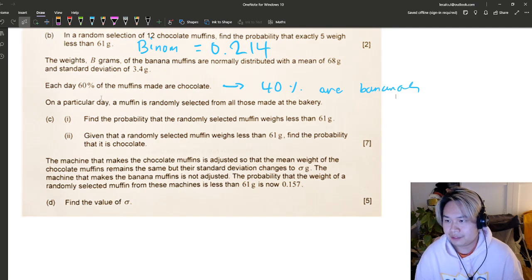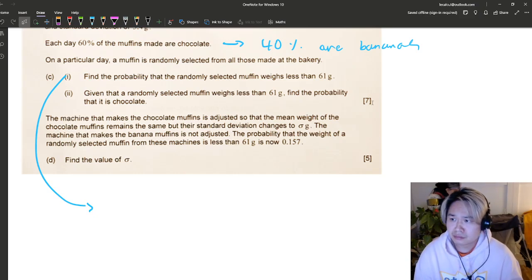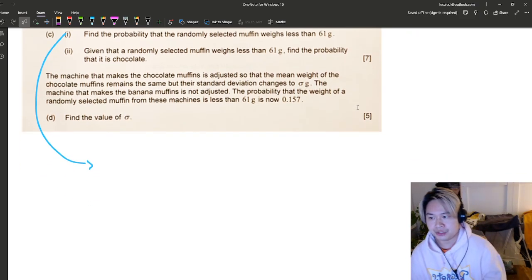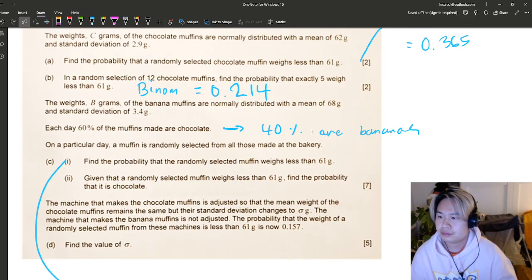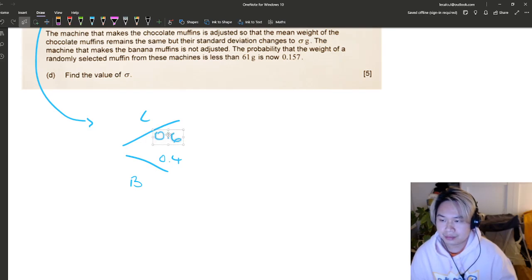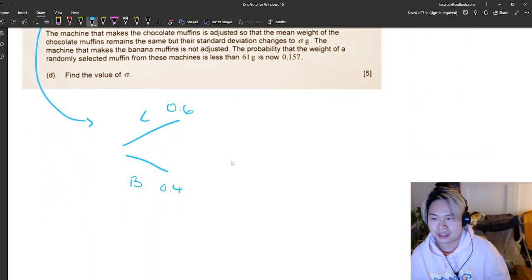On a particular day, a muffin is randomly selected from those made at the bakery. Find the probability that the randomly selected muffin weighs less than 61 grams. Okay, so for this, I would recommend you make a tree, right? You got chocolate, and then you got banana. And banana was what, 40%? Chocolate was 60%? Because the probability of it being under 61 grams will depend on which cupcake or muffin it is, because they're going to have different probabilities for being under that weight.